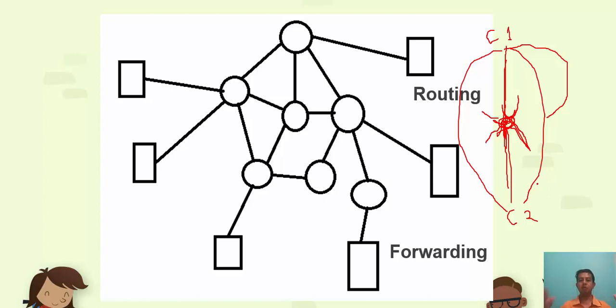Routing is choosing the most appropriate path in the complete network, whereas forwarding is something which happens inside the router from one interface to the appropriate interface on that suitable path. So obviously, the forwarding will depend on the routing path.